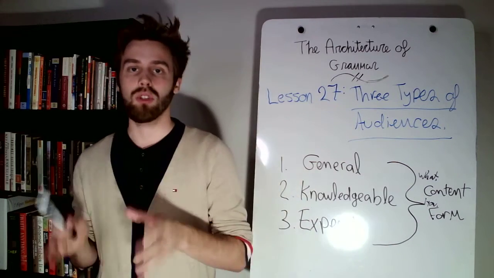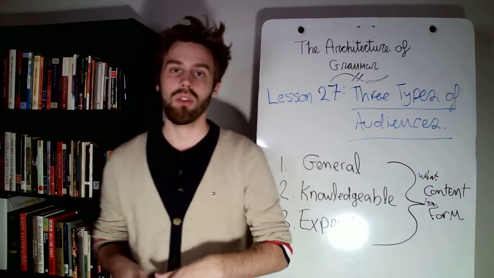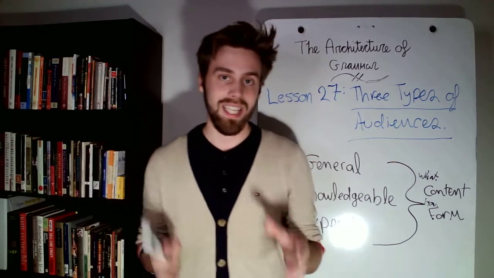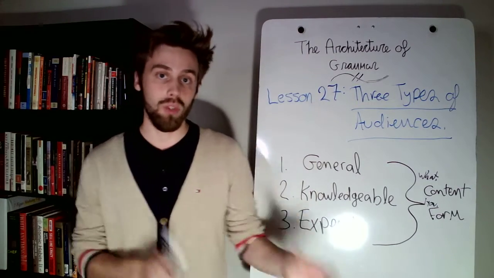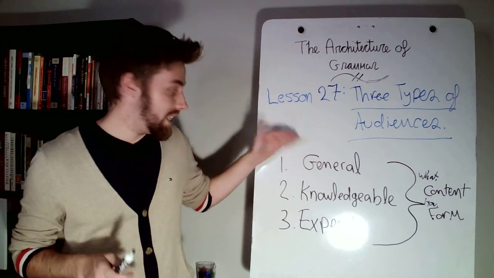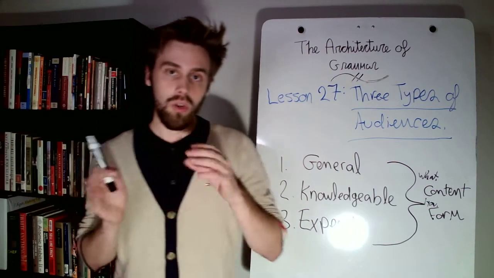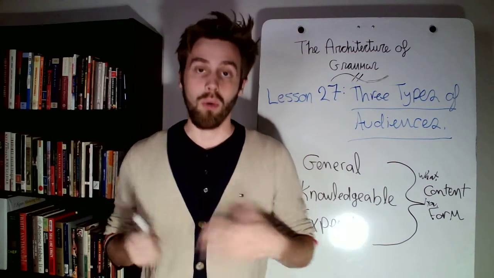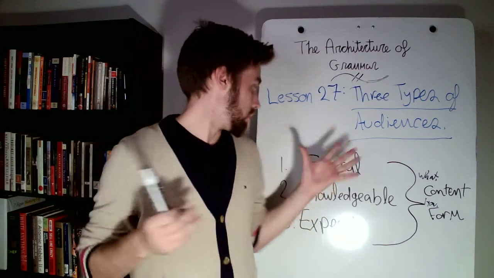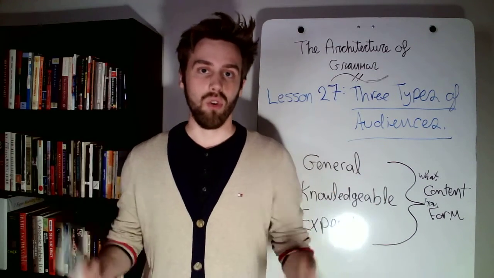Now, if you go in the book, The Architecture of Grammar, you'll see examples for each of these audiences. You'll see examples and you'll be prompted to write your own text for these different audiences. So go to your book, open your book, The Architecture of Grammar, look at the examples, and write your own texts.